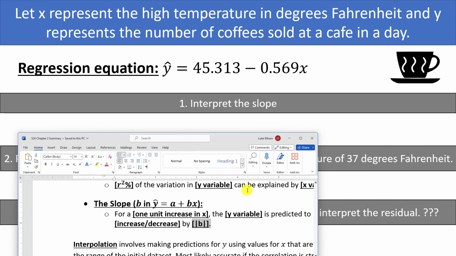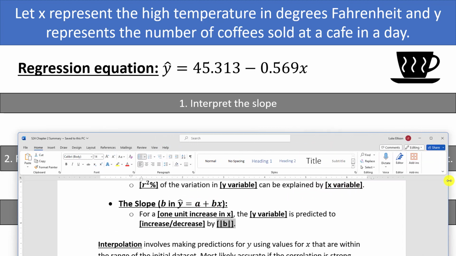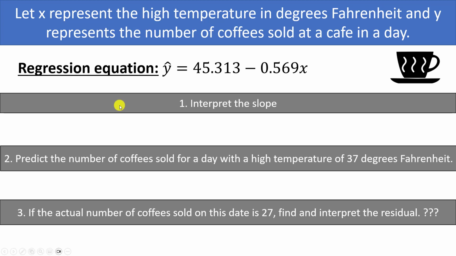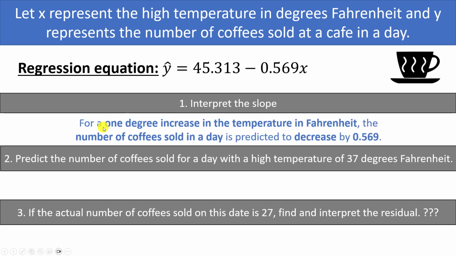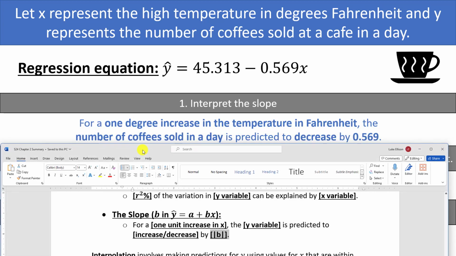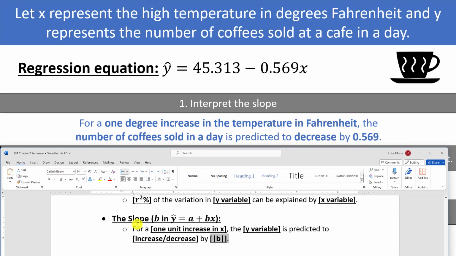Let's see if I can get it on the bottom here. And you can see my answer and how it relates to it. So here is the answer that I gave. I said for a 1 degree increase in the temperature in Fahrenheit, so that's for a 1 unit increase in X, the number of coffees sold in a day, that would be our Y variable, is predicted to decrease, since we had a negative slope, by the positive version of the slope, 0.569.